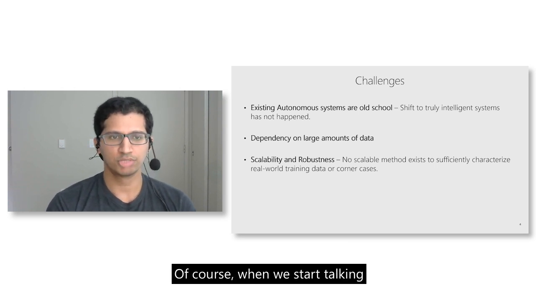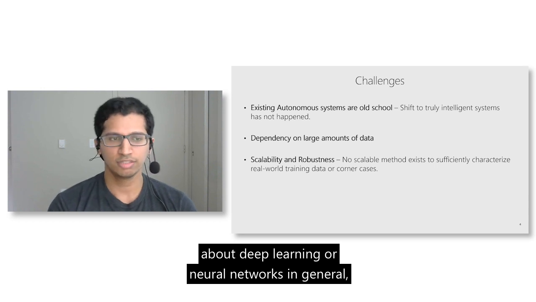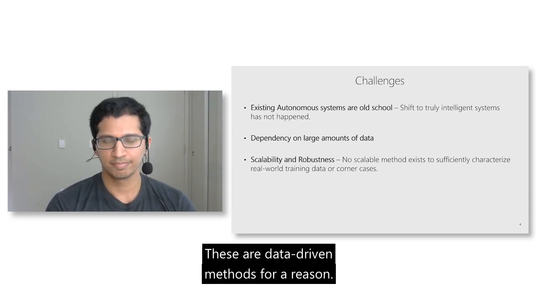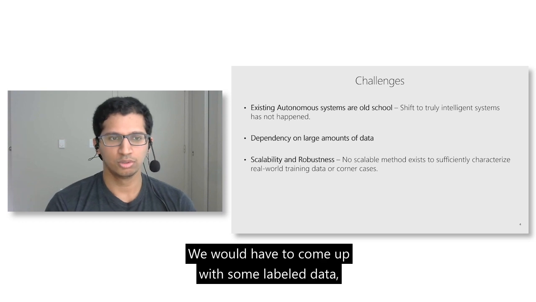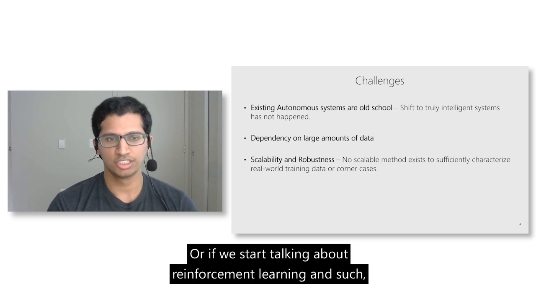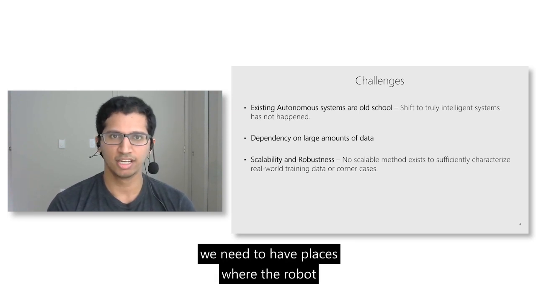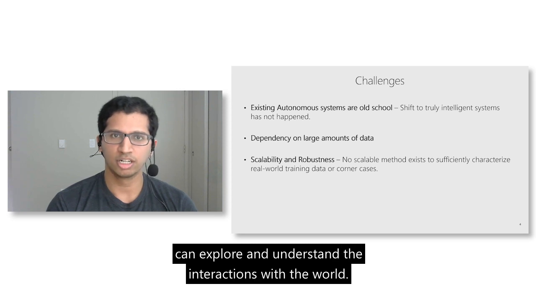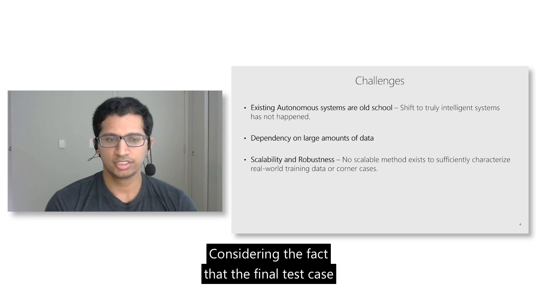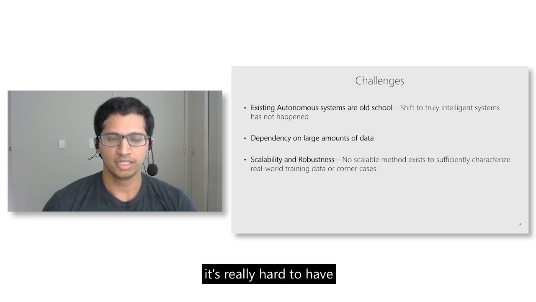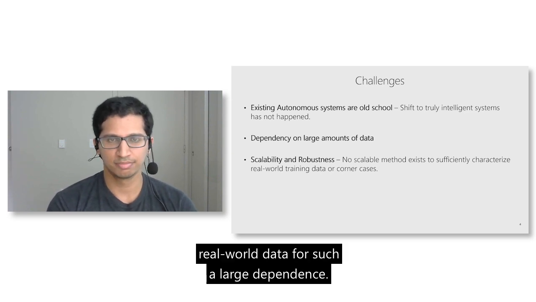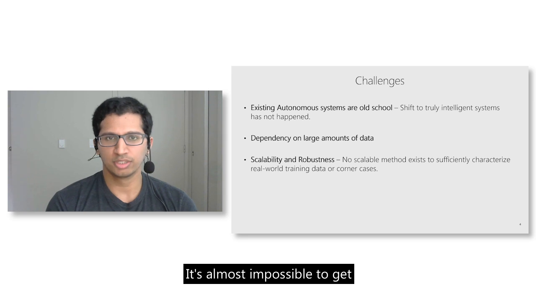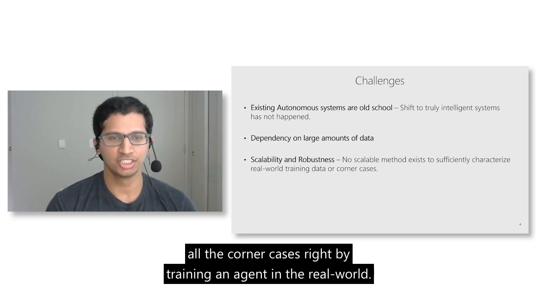And of course, when we start talking about deep learning or neural networks in general, there is always a large dependency on data. These are data-driven methods for a reason. We would have to come up with some kind of labeled data, for example, for supervised learning. Or if we start talking about reinforcement learning and such, we need to have places where the robot can explore and understand the interactions with the world. Considering the fact that the final test case is going to be in the real world, it's really hard to have a scalable method to get real world data for such a large dependence, right? It's almost impossible to get all the corner cases right by training an agent in the real world.